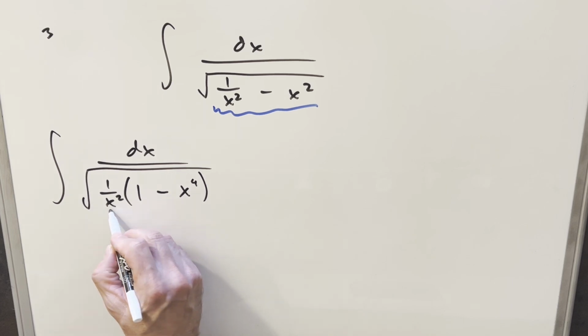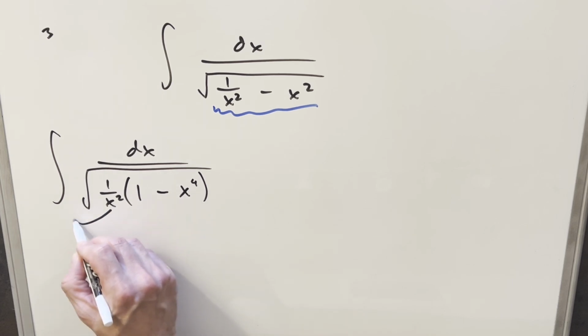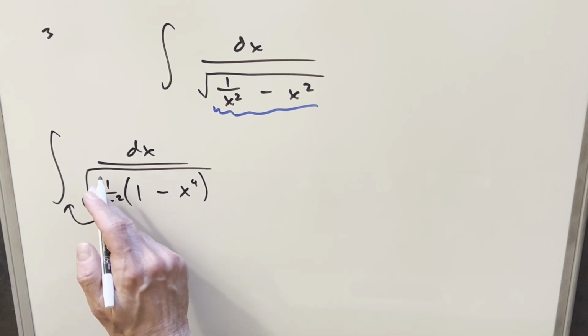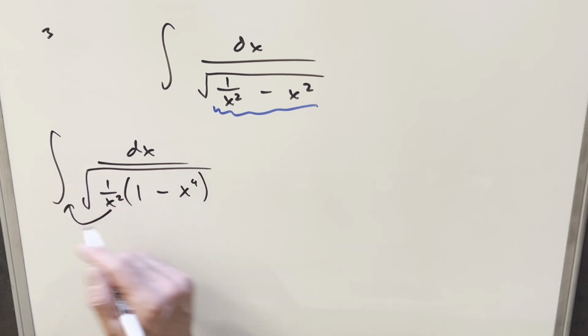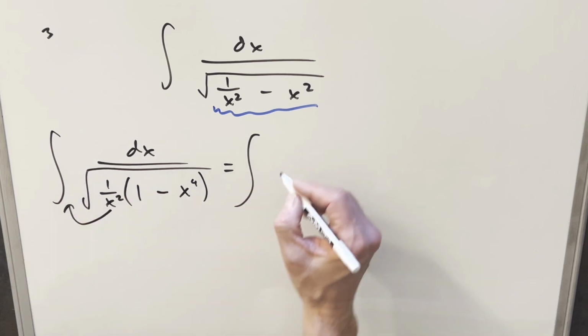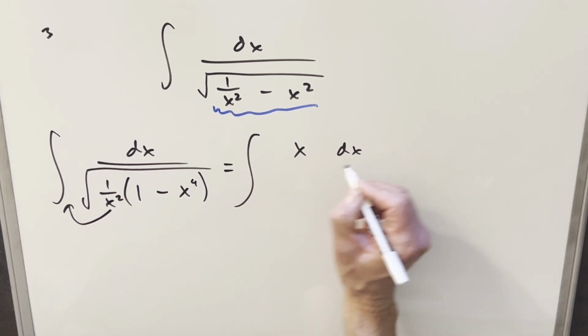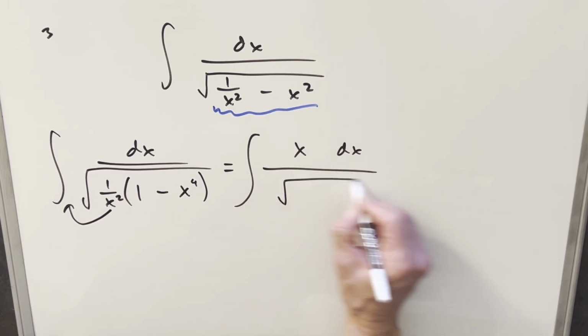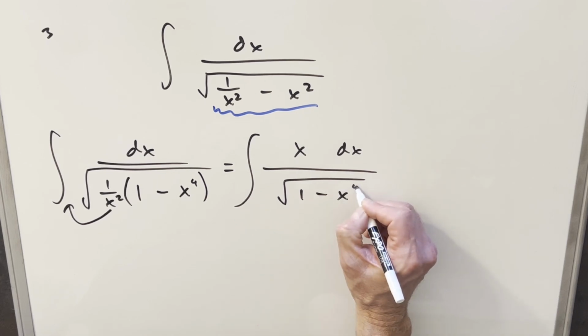But then from there what I can do is pull this 1 over x squared outside of the parentheses. We're inside the square root, so that's going to give me 1 over x here. But when I rewrite this, we have 1 over x in the denominator, I can write that as an x in the numerator. So we'll have x dx over the square root of 1 minus x to the fourth.